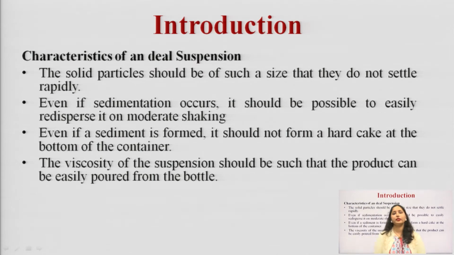Then, characteristics of an ideal suspension. The solid particles should be of such size that they do not settle rapidly. Okay. So, first characteristic, the size of the particles of the dispersed phase should be in such a size range that they do not settle or easily sediment.